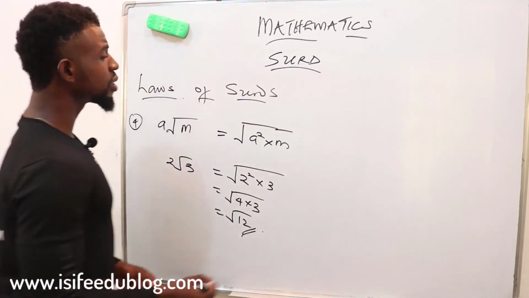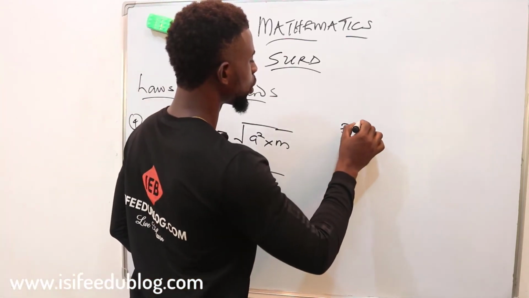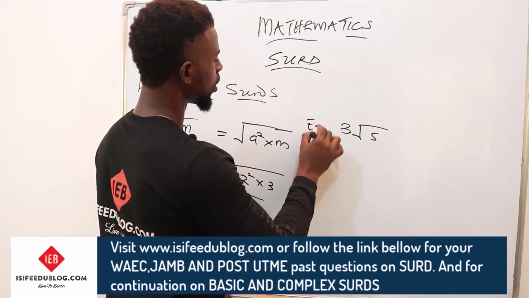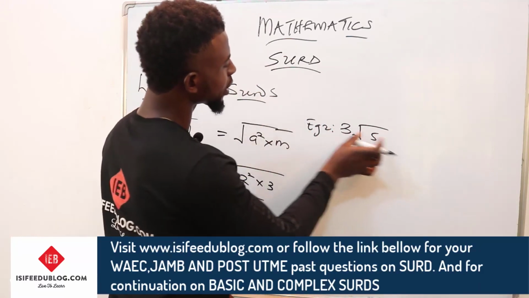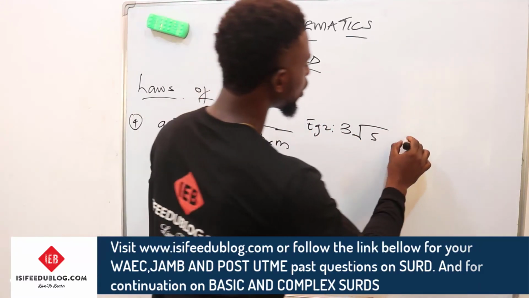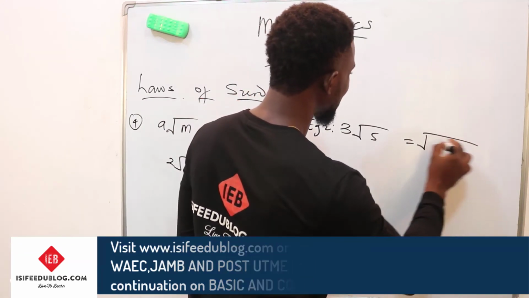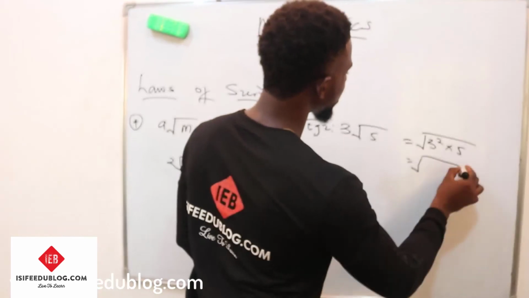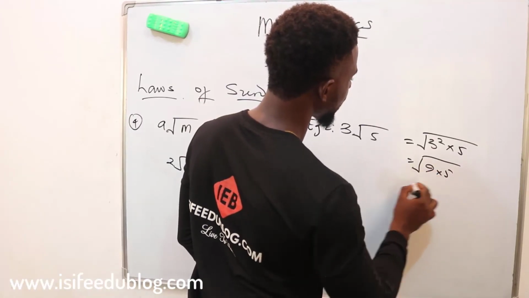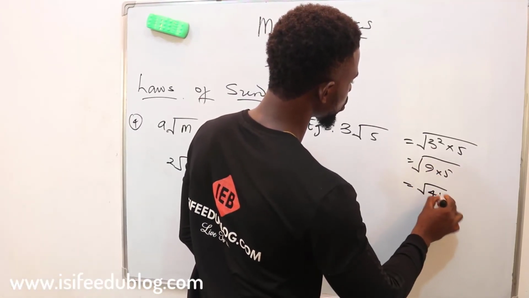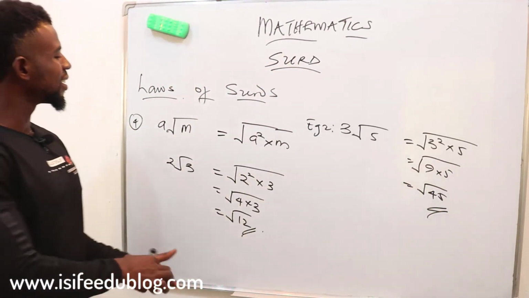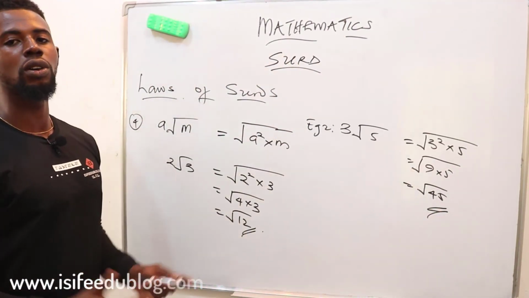Okay? So if we still have 3 root 5, from our fourth rule it tells us that this is the same thing as root 3 squared times 5. I know that 3 squared is equal to 9, so we have root 9 times 5, which is equal to root 45. So basically, this is what our fourth law tells us.